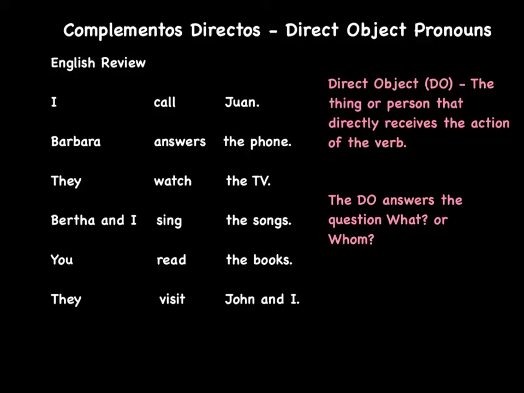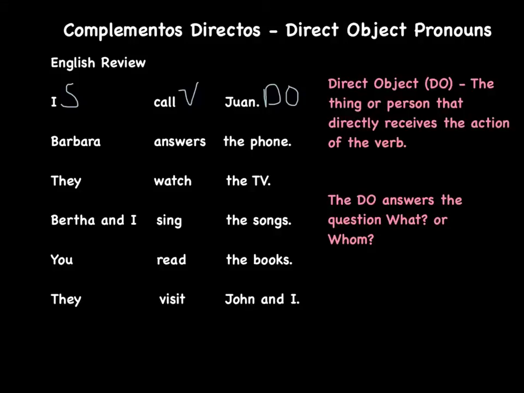Let's take a look at a couple of sentences here in English, and let's identify who our subject is, what our verb is, and what the direct object would be. Follow along and see if you can do these even before I get to the examples. Let's take a look at the first sentence. I call Juan. I is the subject, the person doing the action. Call is the verb. And who is the person directly receiving the action of the call? That would be Juan, and he would be our direct object.